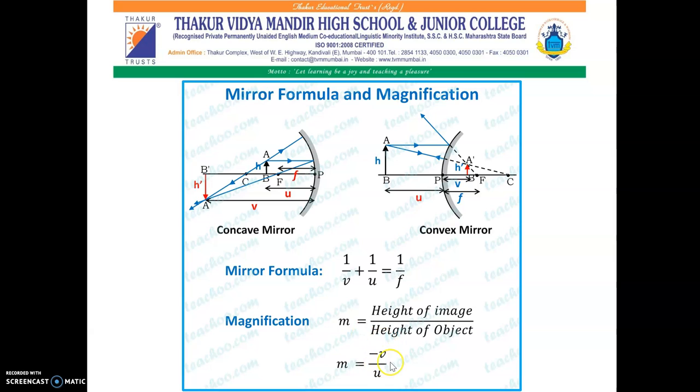Whereas this v, which is the distance of the image from the pole, can be positive or negative. For virtual images, the height is positive, but for real images, it is negative. So we can write it as m is equal to minus v upon u. This is all about today's session.